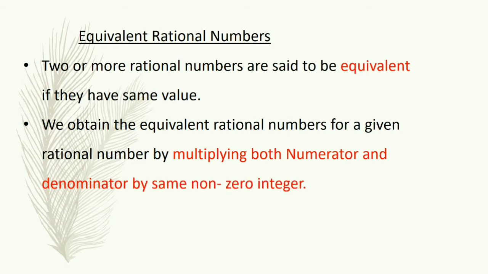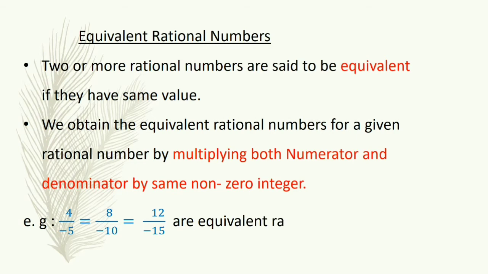So, if we multiply both numerator and denominator of the given rational number by the same non-zero integer, it can be positive or negative, we get equivalent rational numbers. A given rational number can have infinite number of equivalent rational numbers. For example, 4 by minus 5 is equal to 8 by minus 10. We obtain it by multiplying 2 on both numerator and denominator. Similarly, 12 by minus 15 is also a rational number which is equivalent to 4 by minus 5.